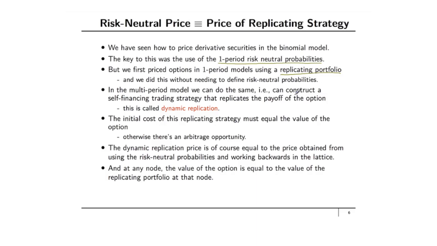Well, in the multi-period model, we can do the same. We can construct a self-financing trading strategy that replicates the payoff of the option. This is called dynamic replication. And the initial cost of this replicating strategy must equal the value of the option. Otherwise, there's an arbitrage opportunity. And the way to see this is as follows. So as before, let theta_t be our self-financing trading strategy.